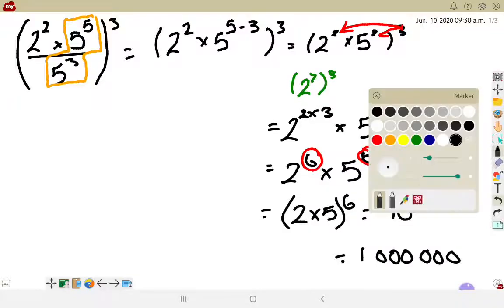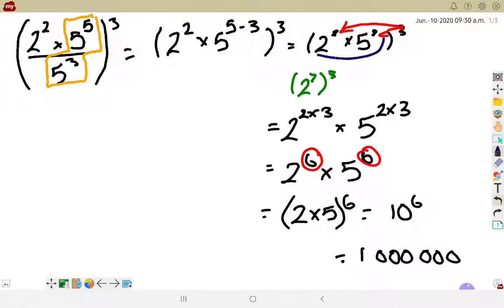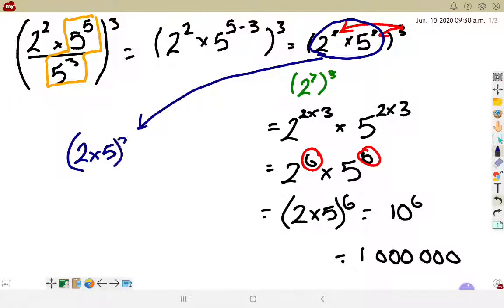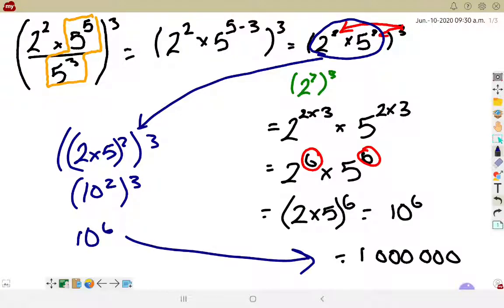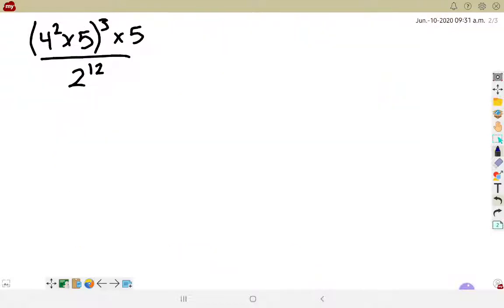Okay, now I could have, at this point, back up here, I could have said, oh, well, I'd like to write that as 2 times 5 squared and then cubed. And 2 times 5 was 10 squared, and 10 squared cubed is 10 exponent 6, and we still get the same thing. It doesn't matter what order we go in, as long as we use exponent laws and we use them correctly, we still get the same answer. Okay, let's look at another one.